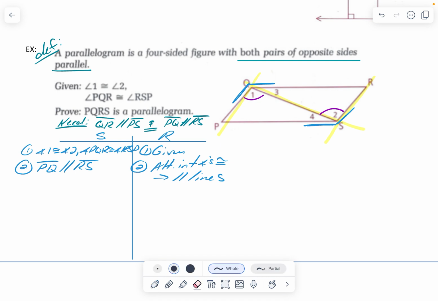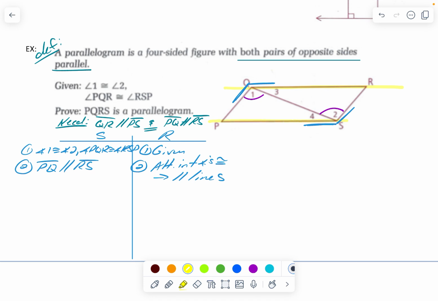Okay, so that was that, but now we need to show that QR and PS are parallel. So QR and PS would look like this, right? And the angles that we need to show are congruent now would be angles 3 and 4, right? Because those two lines that we want to be parallel, with the transversal, make up angles 3 and 4. So we need to say 3 and 4 are congruent.